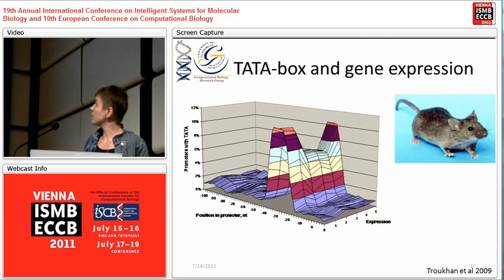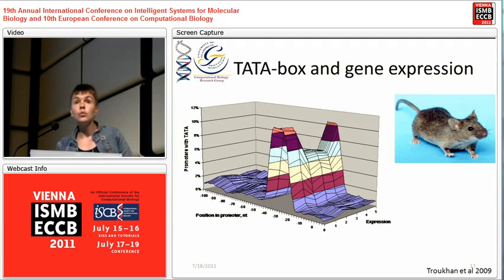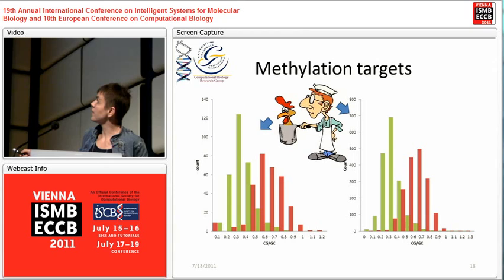If you look at mouse, and this is also from our old paper from 2009, you see that the relationship between promoter organization and expression is the same as we saw in Arabidopsis. So probably we can use the same methods that we used for our plant analysis on animals. Now let's look first at methylation targets. Here we have chicken, here we have human, and the same difference between high GC3 genes and low GC3 genes.